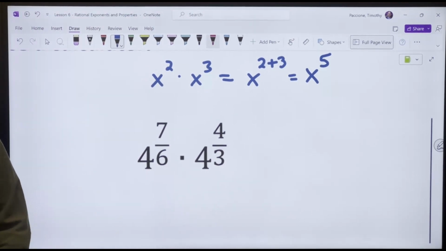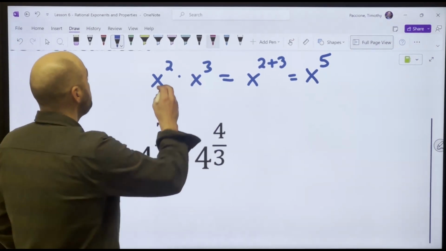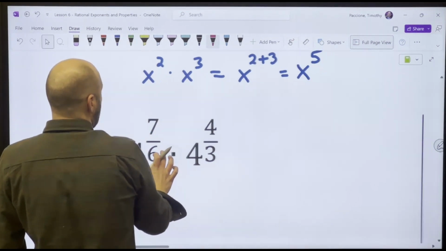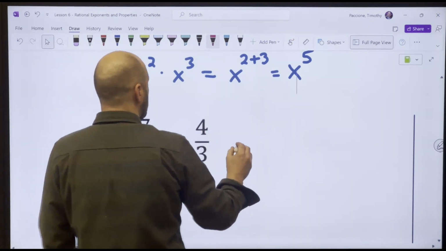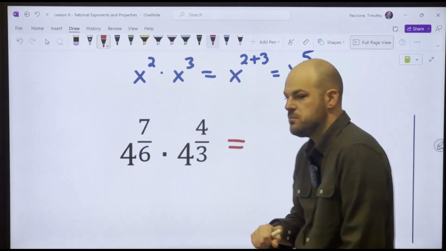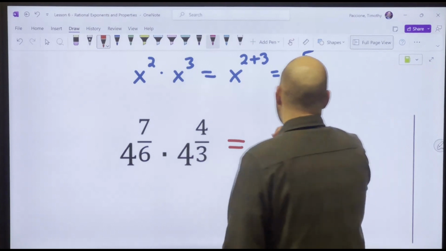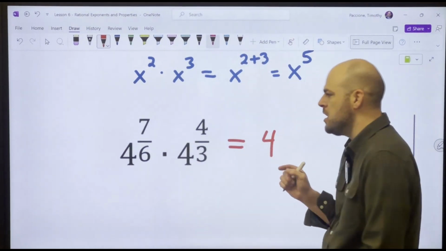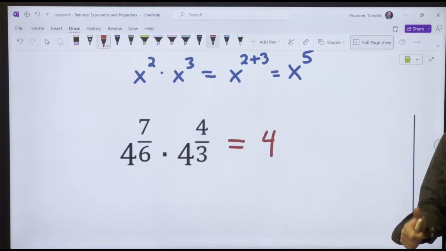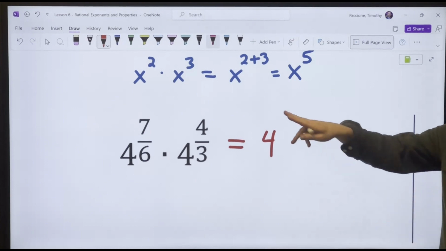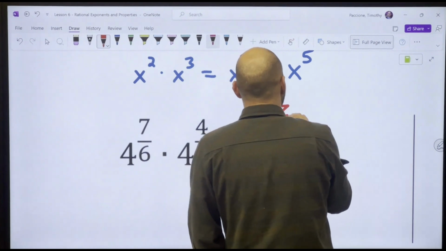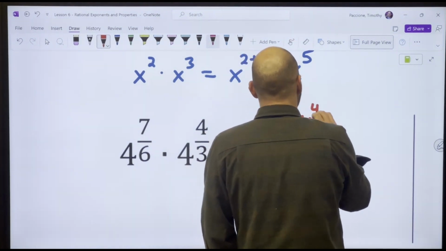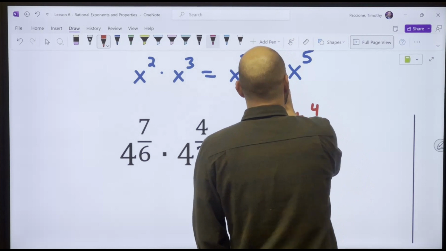Same situation here, it's just going to get more complicated and you might not be able to do it in your head, but that's okay, all right? So if I have 4 to the 7/6 times 4 to the 4 thirds, well, I keep my base. What's my base? 4. And I add the exponents, and this is where it might be a little different because you're not going to be able to do this in your head probably. So you write it out like I did here. You say, okay, I know I got 7/6 plus 4 thirds. Okay? Just set it up.